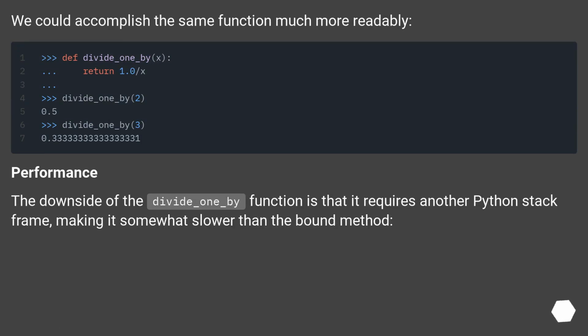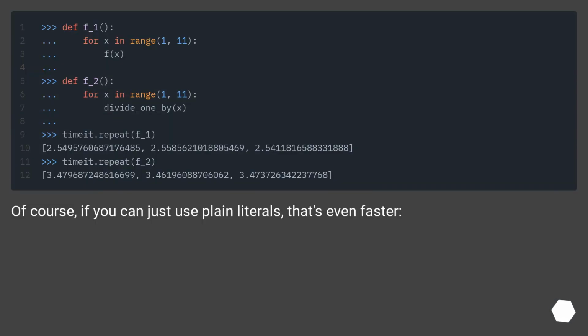Performance. The downside of the divide_1_by function is that it requires another Python stack frame, making it somewhat slower than the bound method. Of course, if you can just use plain literals, that's even faster.